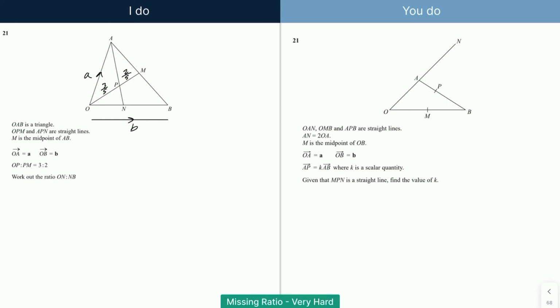Work out the ratio O, N, and B. So I'm going to label this x, and if that's x, this must be 1 minus x. Because we don't know what it is, that's what the question wants us to find out effectively: what is this and what is this?